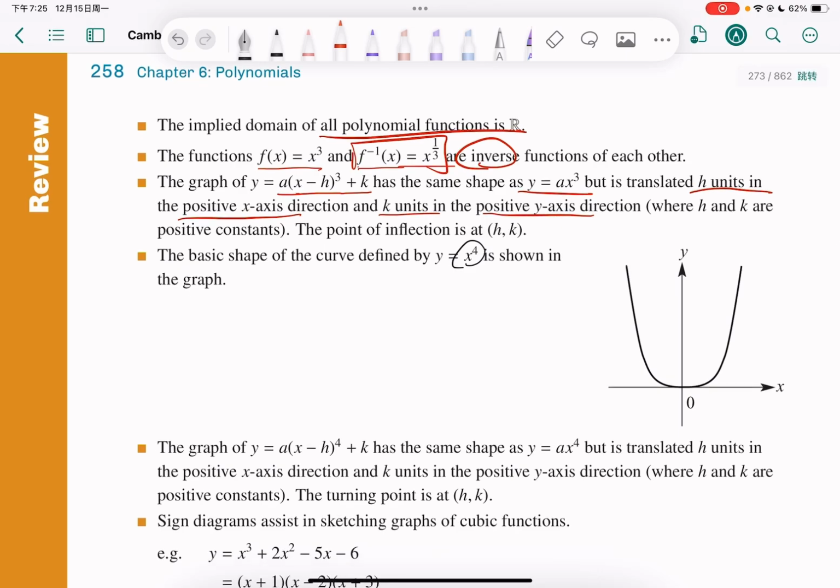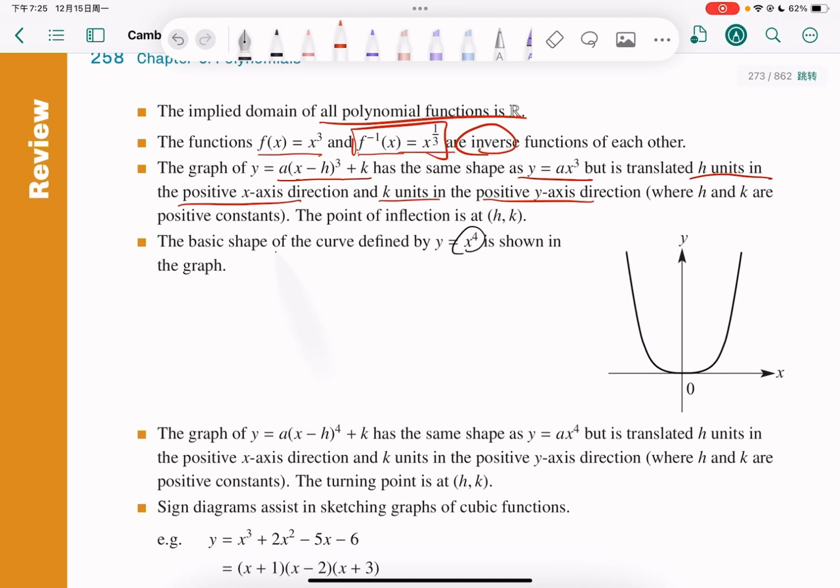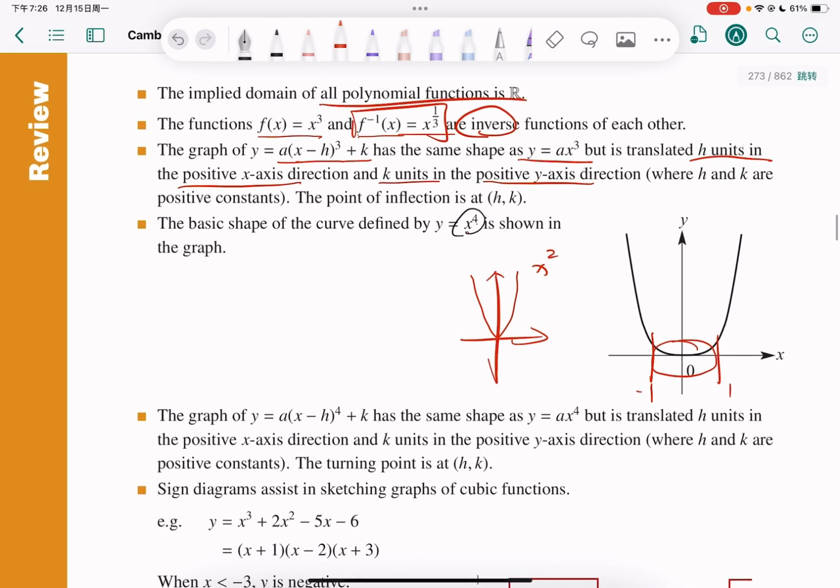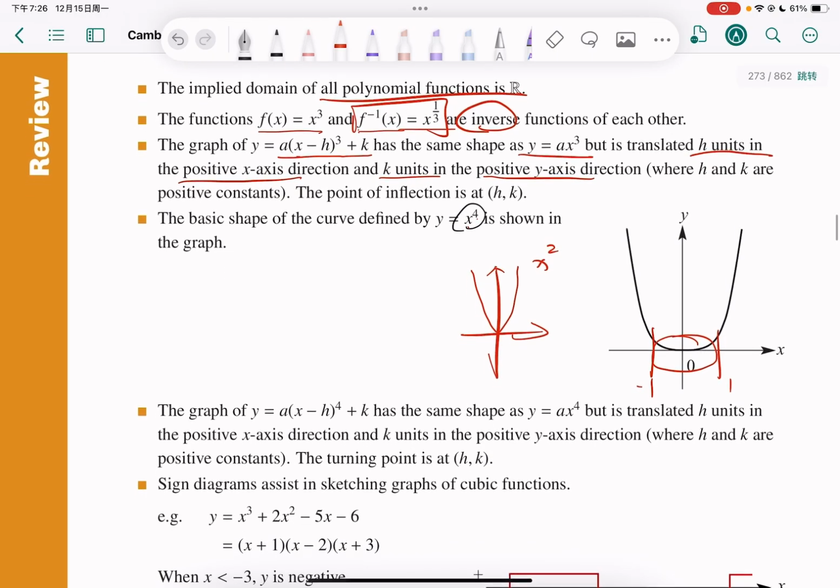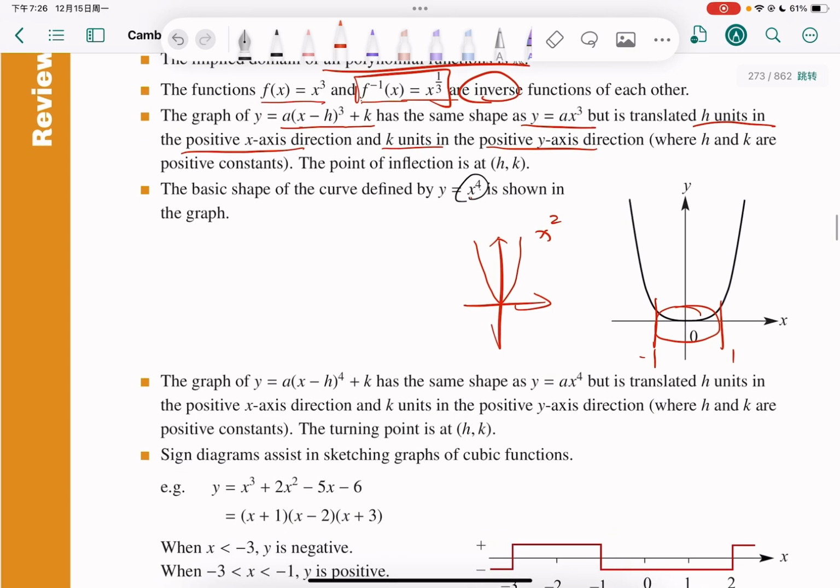Okay, the basic shape of the curve of x to the power of 4 is like this. So compared to the quadratic function, x squared, the interval between -1 and 1 will be more flat, will be flatter. That's the difference.